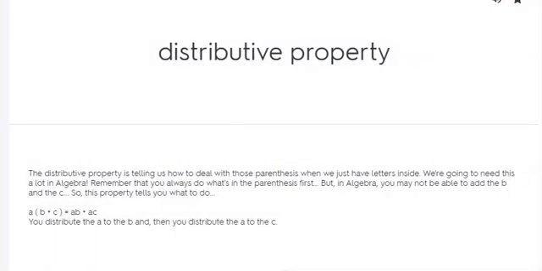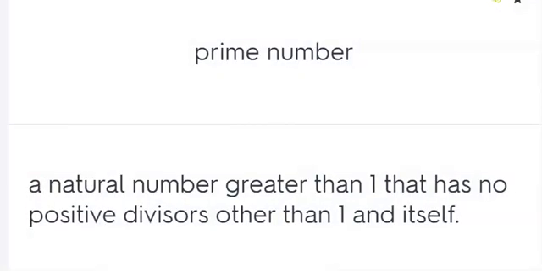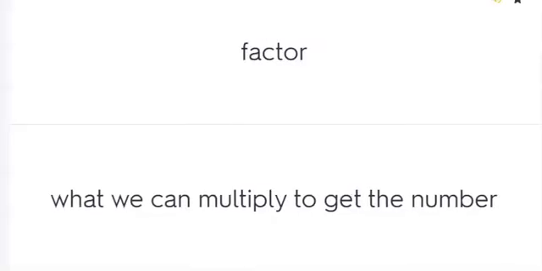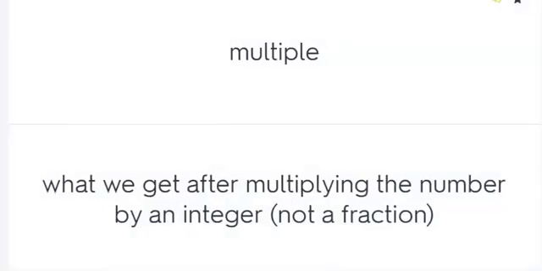Distributive property. Prime number, a natural number greater than 1 that has no positive divisors other than 1 and itself. Composite number, when a number can be divided up evenly. Factor, what we can multiply to get the number. Multiple, what we get after multiplying the number by an integer.